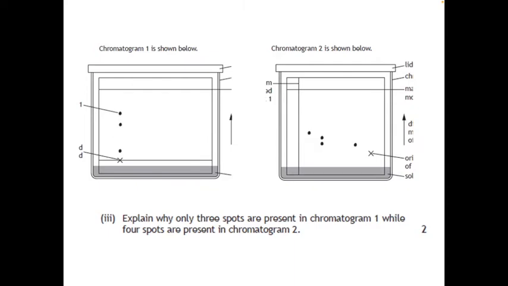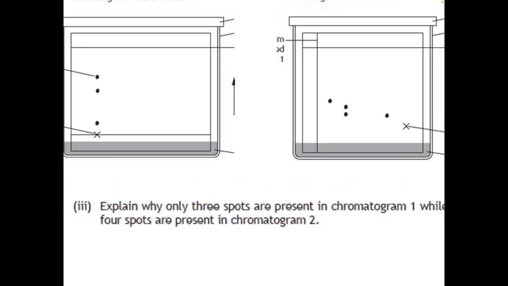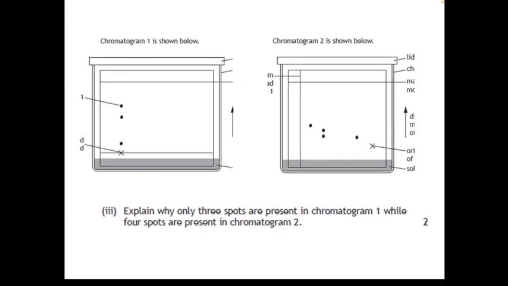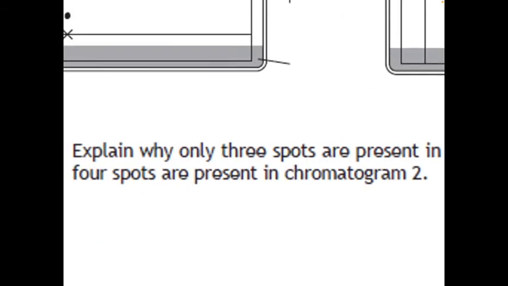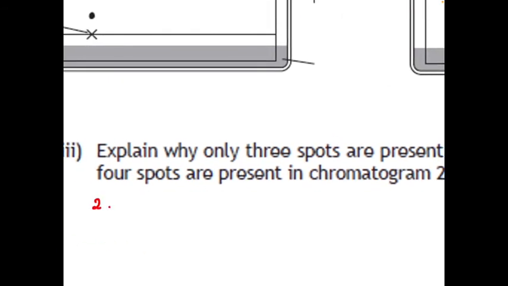So the reason for this is, so explain why only 3 spots are present in chromatogram 1, while 4 spots are present in chromatogram 2. Well, the answer for this one is because 2 of the amino acids had the same RF.